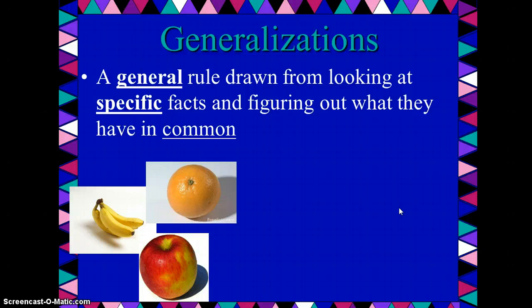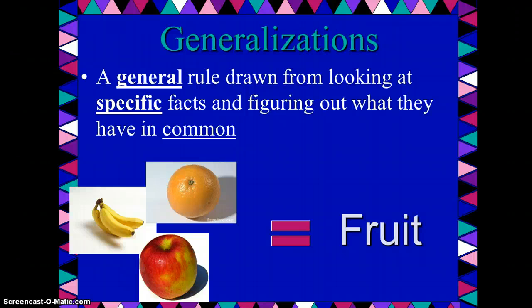Let's look at generalizations. A generalization is a general rule drawn from looking at specific facts and figuring out what they have in common. Here we have bananas, an orange, and apples. What generalization can you make about these three things? Did you say that they're fruit? You got it. That's a generalization that you're making.